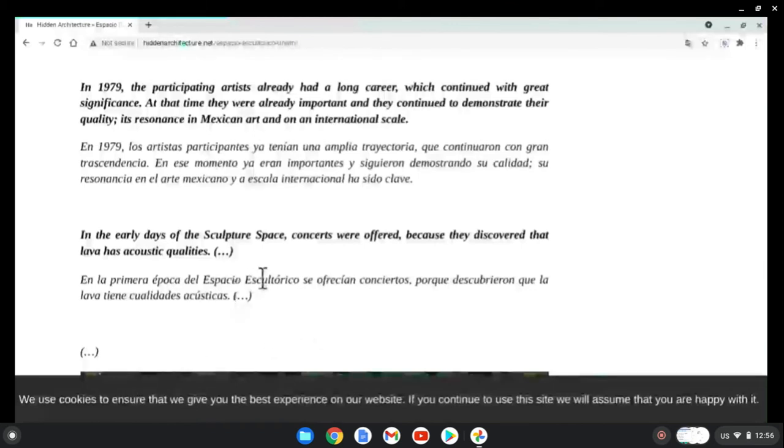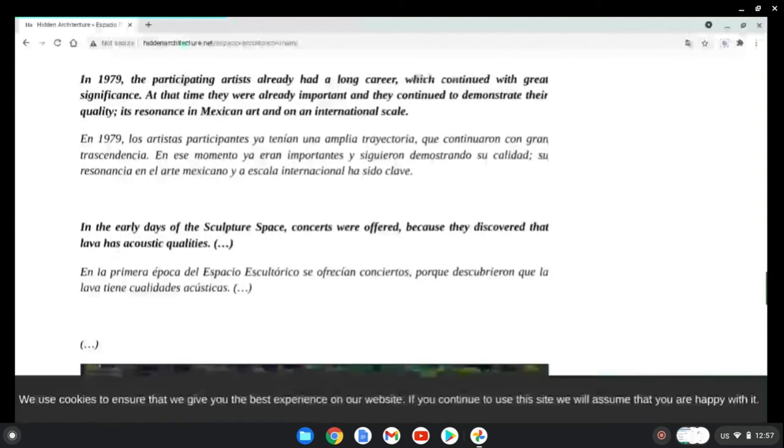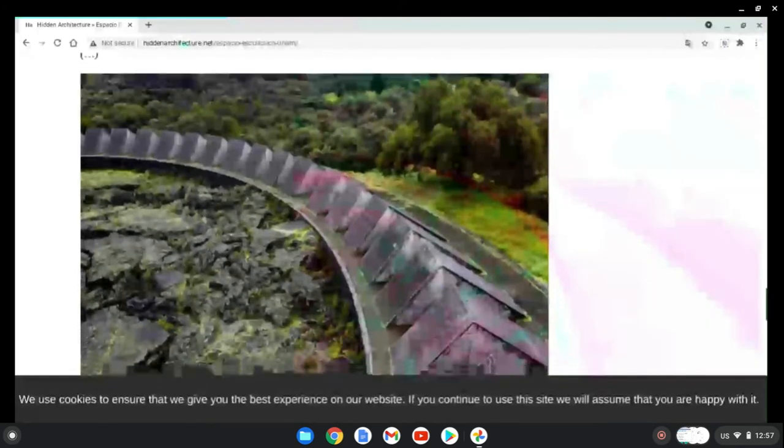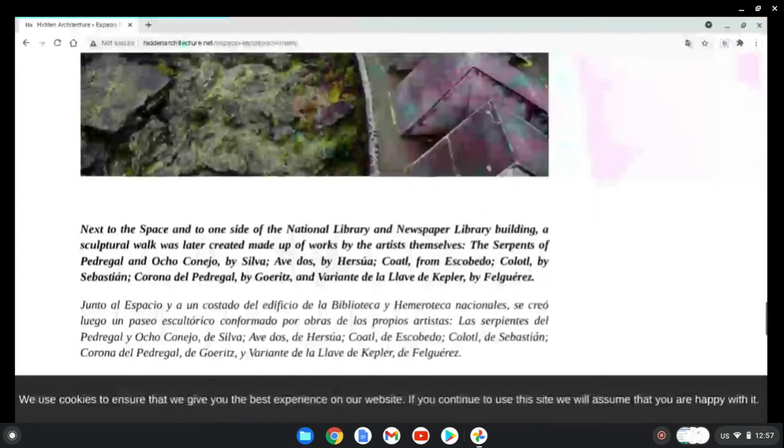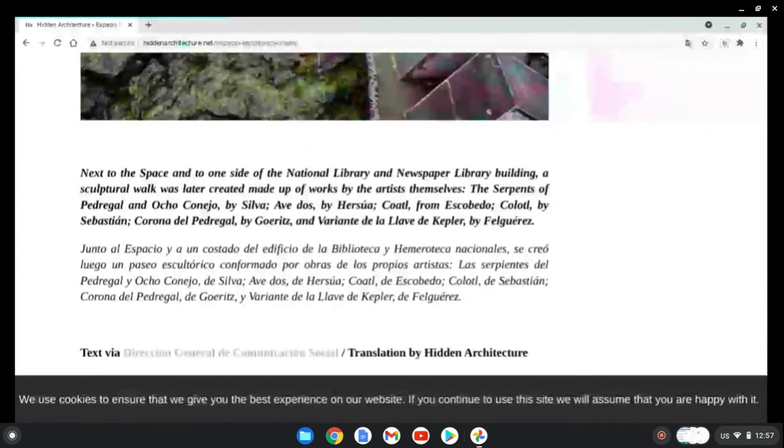In the early days of the sculpture space, concerts were offered because they discovered that the lava has acoustic qualities. Go figure, you're discovering this little bit out with me on this investigation. Of course it does. So what does this mean? What are they here for? Oh my goodness, I'm loving this.